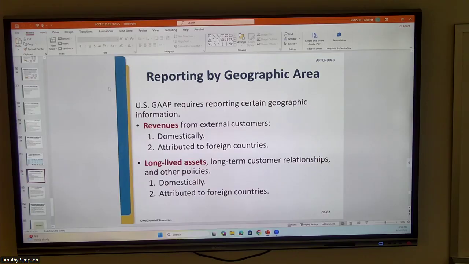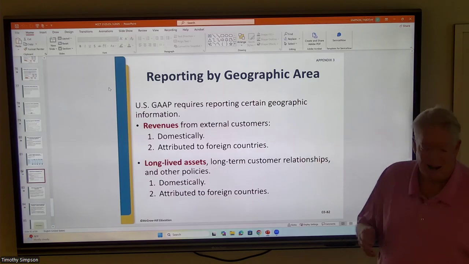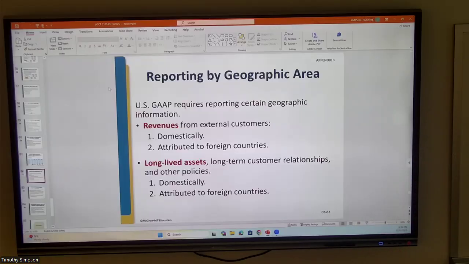Also, GAAP requires that reporting companies break out revenues from customers domestically and also attribute it to foreign countries. And when it comes to foreign countries in particular, there's been some recent guidance from FASB about how to report currency issues because you can do business in multiple countries in the world and have different currencies involved. Not every country in Europe is on the euro. Some countries that are not, like Norway has its own currency, Switzerland has its own currency, Britain does, and whatnot.